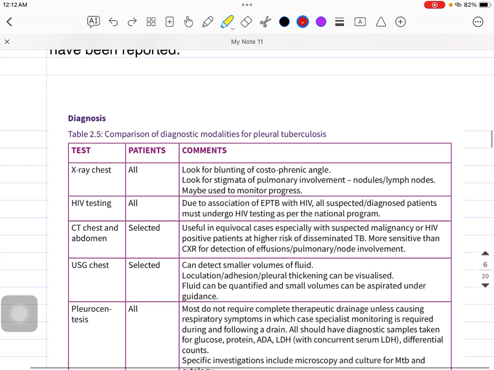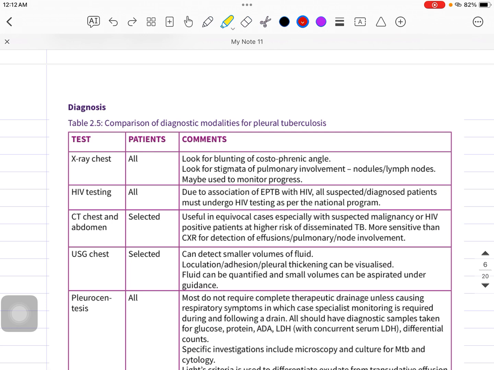Now if we compare the different modalities for the pleural tuberculosis, then this table is very good to remember actually. So if we talk about the chest X-ray, we should be doing it in all the patients, and we should be looking for the blunting of CP angle, that is the Costophrenic angle, and we shall look for the pulmonary involvement, that is the nodules or the lymph node, to monitor the progress.